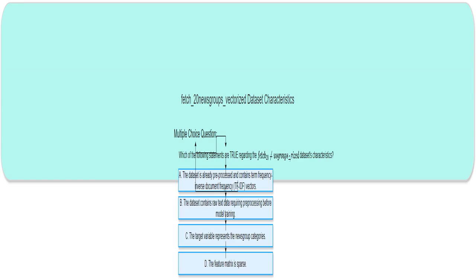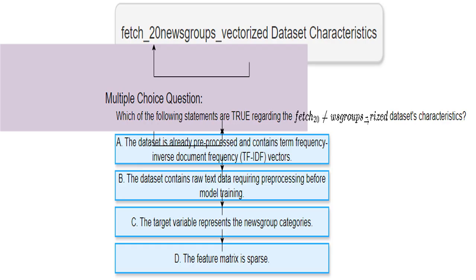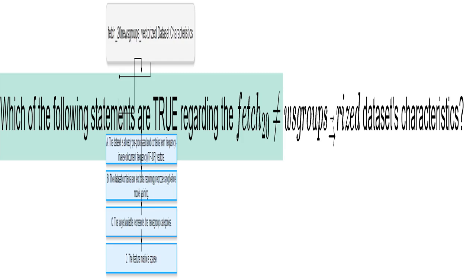This quiz question focuses on the scikit-learn dataset, called fetch_20newsgroups_vectorized. We'll explore what makes this dataset special. This is the quiz format. I'll guide you to understand the answer choices about the dataset. The question asks us to identify correct characteristics of the fetch_20newsgroups_vectorized dataset. Let's dive into the details.